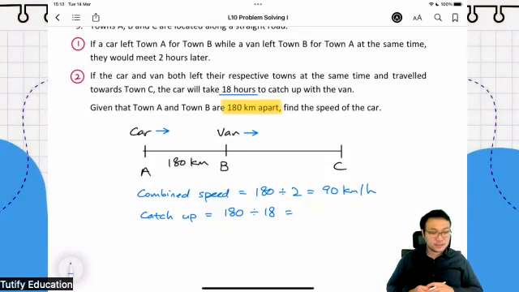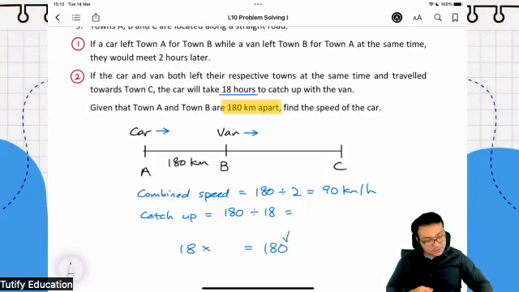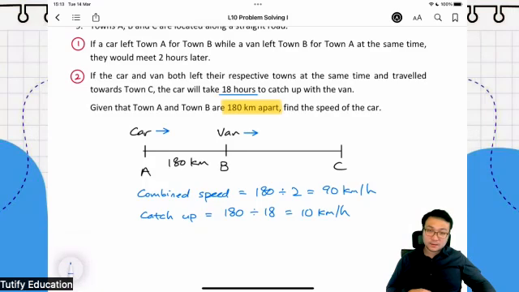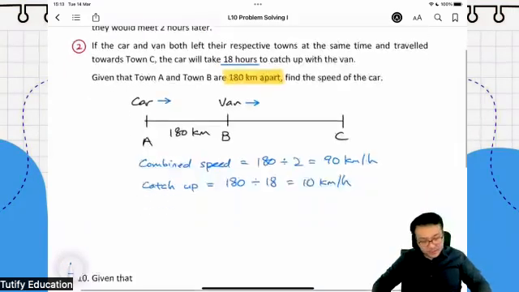18 times what is 180? 18 times what equals to 180. You just need to add a 0. That means you times what? Times 10. Yes, you times 10, then you get 180, right? So 180 divided by 18 gives you 10. That means every 1 hour, you are catching up 10 kilometers, correct? That means the police car must be traveling how much faster than the van? 10. Yes, 10 kilometers faster than the van.